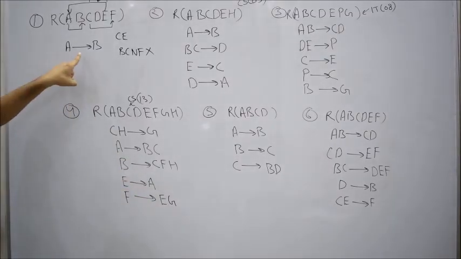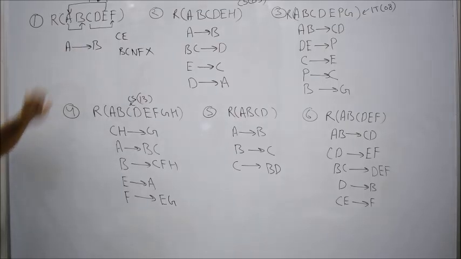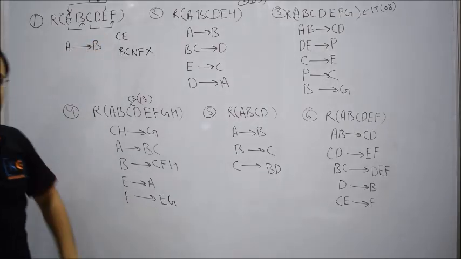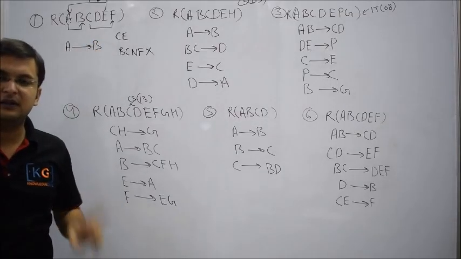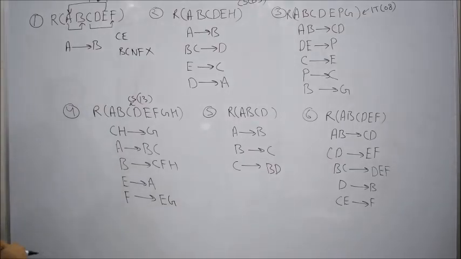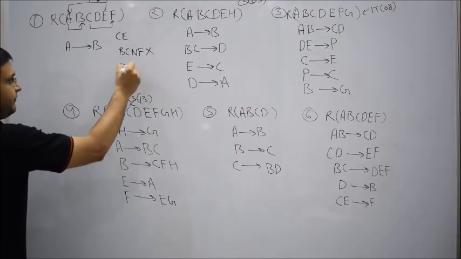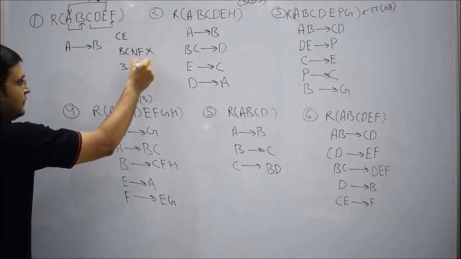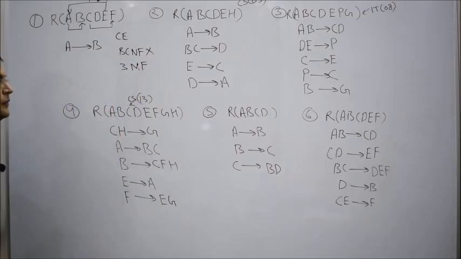And here I find a problem. There's a dependency from A to B, but this A is not a candidate key or a super key. Hence I conclude the schema cannot be in what? BCNF. Okay, now let me check the next normal form, which is what? Third normal form, or 3NF.